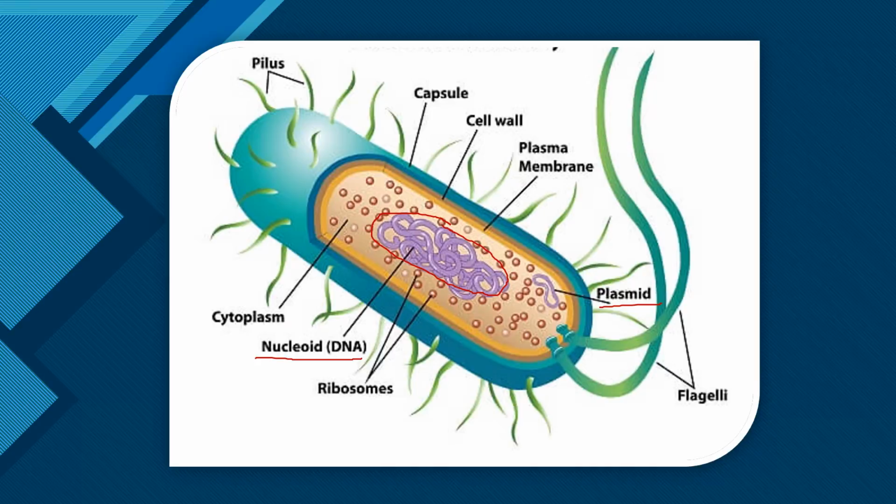And for the plasmid ring, there's only one. And remember that it can be one or more. And this is also another area where the DNA can be stored.